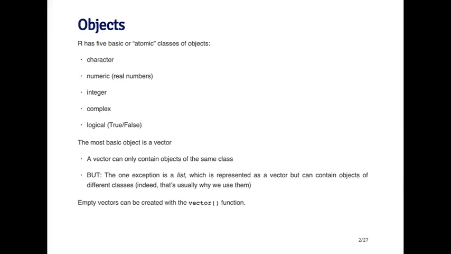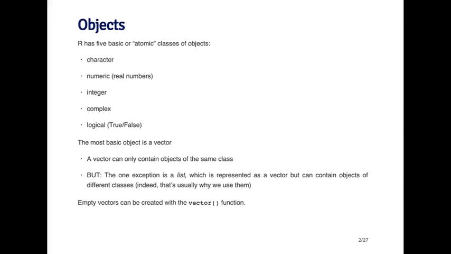R has 5 basic atomic classes of objects. These are the very low level or basic classes of objects, and they are character, numeric, so these are real numbers or decimal numbers, integers, complex numbers, and logical. Logicals are just true-false type things. And the most basic object in R is what's called a vector.